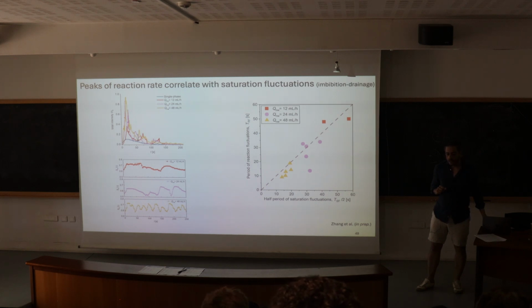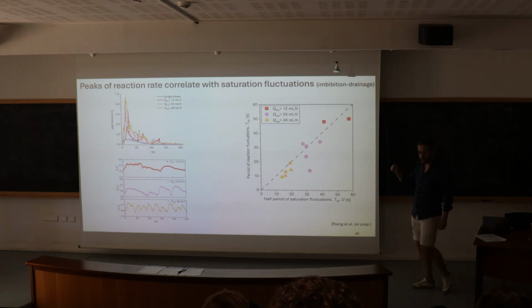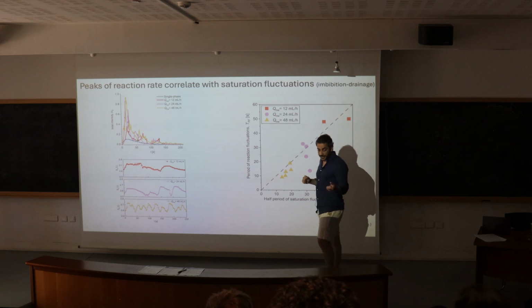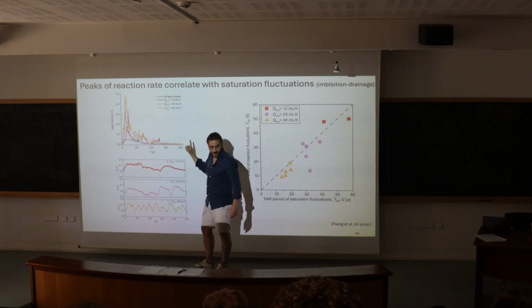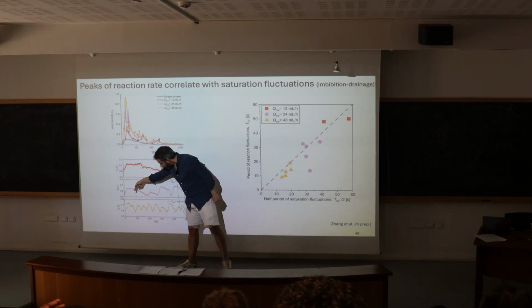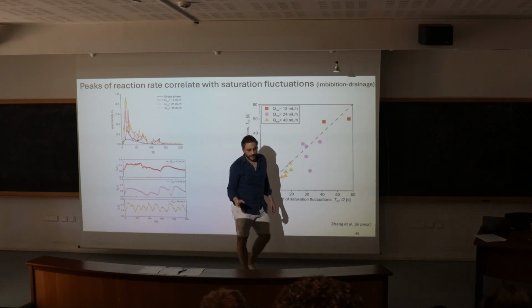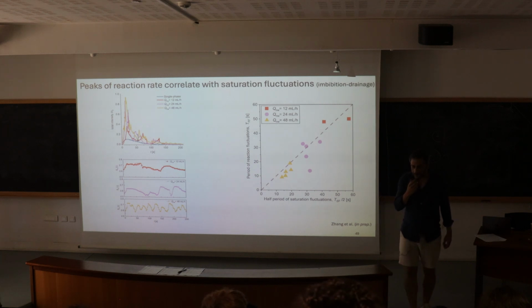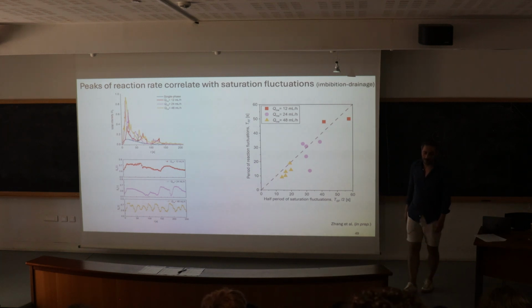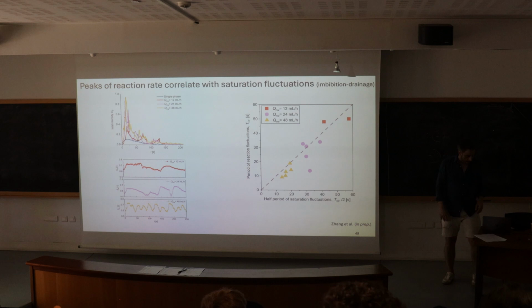If you were to correlate them, you'll see. Actually, here we did a Fourier analysis to get the period of the peaks and also the period of the fluctuation of saturation. But if you didn't have periodicity, you could use just correlation. Yes, you can do it by correlation. You can just go with the peaks.